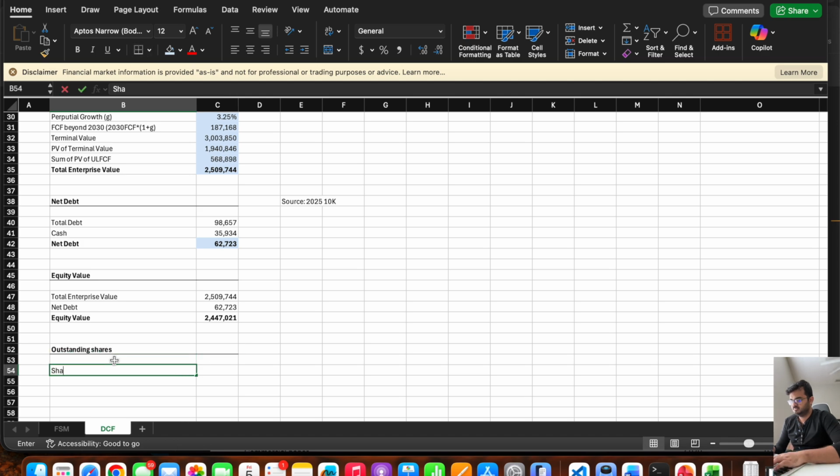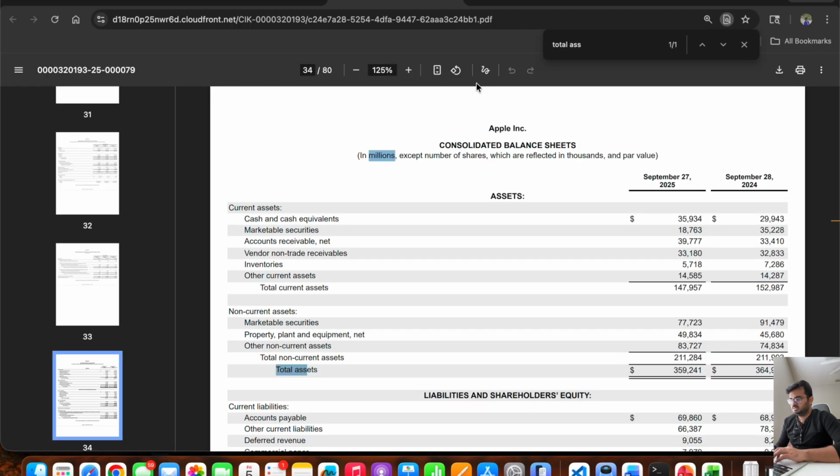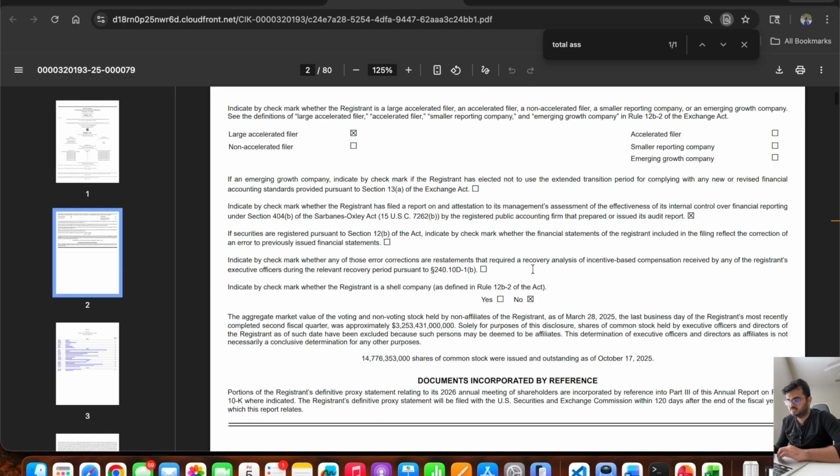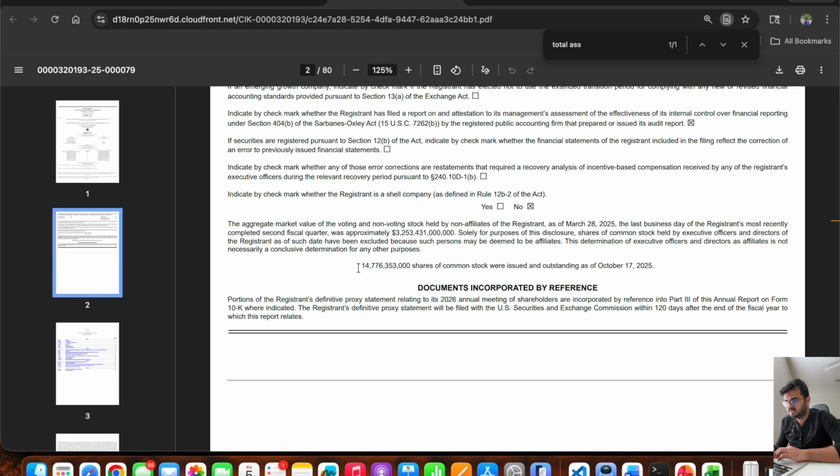So for this, you just go to the first page of the most recent 10K or 10Q. You would see the last line as shares of common stock issued outstanding as of October 17, 2025. So as of this date, as of the most recent information from Apple, this is the number we have.